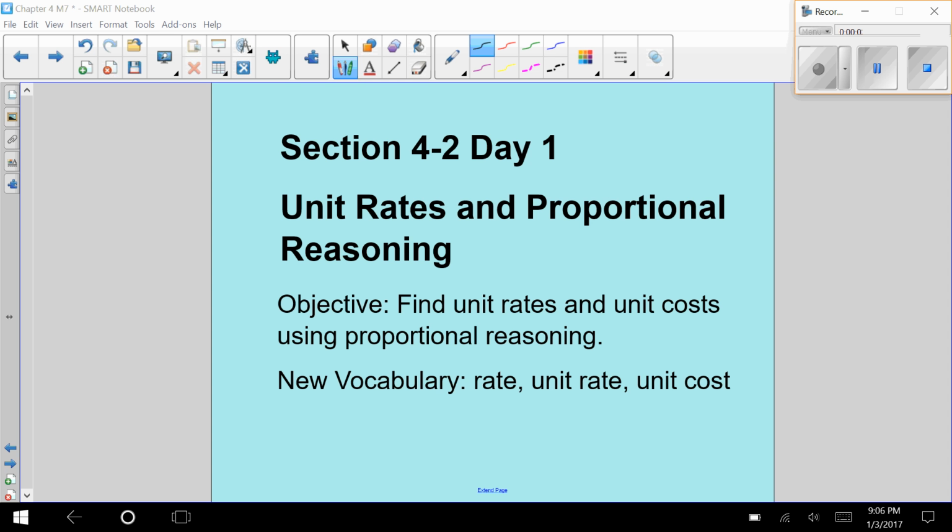This is section 4.2, day 1, unit rates and proportional reasoning. Our objective today is to find unit rates and unit costs using proportional reasoning. Let's start with our vocab.